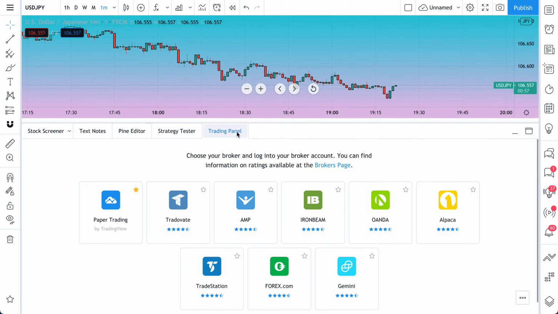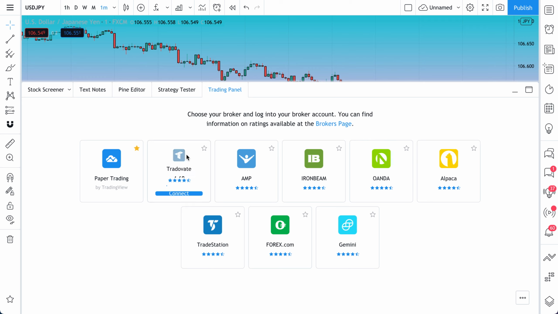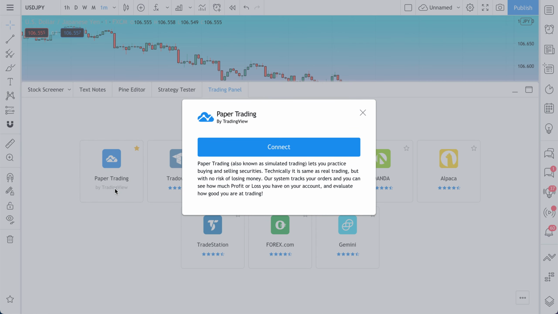So you saw what we did there. We clicked and opened the trading panel at the bottom of your chart. Depending on where you are in the world, you will see all of these brokerages available to you, and you can of course connect to any of them, and you'll see paper trading by TradingView. This is TradingView's official paper trading engine. It's fast, fluid, easy to use. Just click connect and you'll get started.